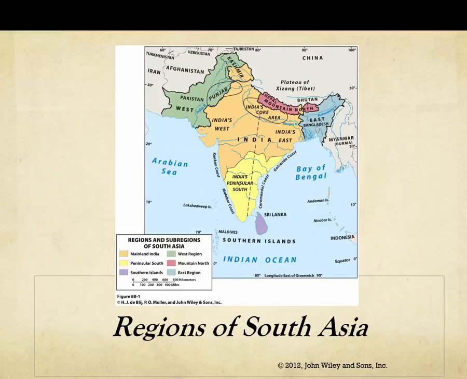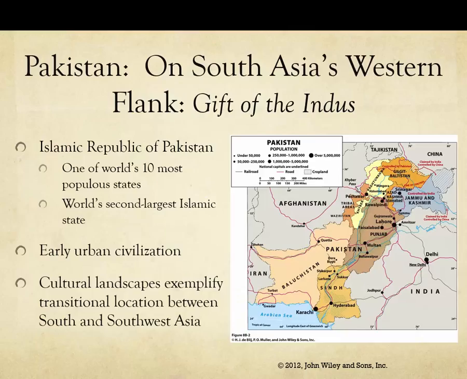Let's now look at the regions of South Asia. We have Pakistan in the west, India, we have Bangladesh in the east, and we have the mountainous north and the southern islands. Pakistan is one of the world's 10 most populous states, with a population of 193 million, and is second only to Indonesia among Muslim countries. It forms a wedge between Iran and Afghanistan in the west and India to the east. It is a difficult place to govern because of its disparate subregions, which we can see in the map here.